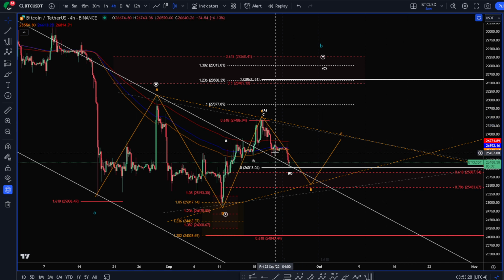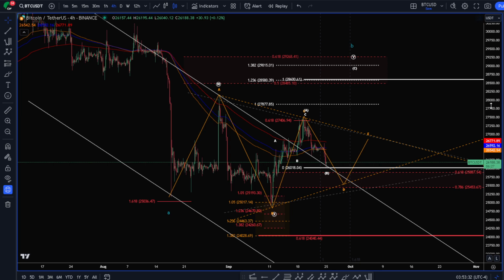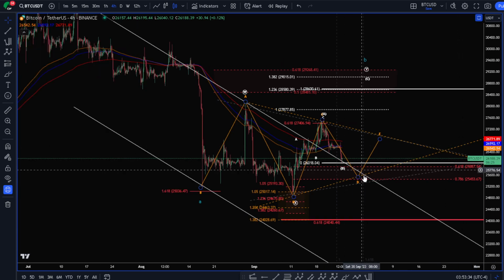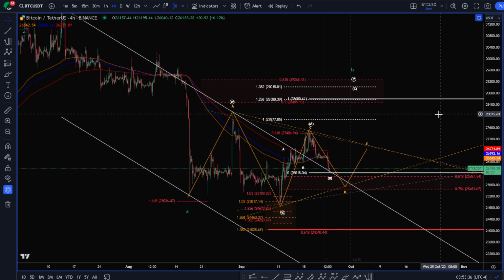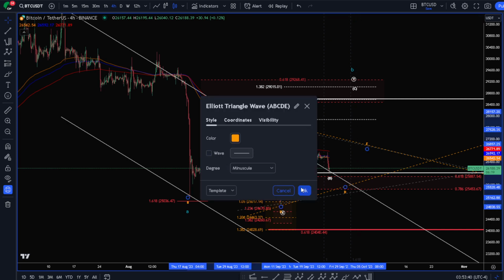Now, I am currently long on Bitcoin, but I'm going to be very wary, and I might have to bail on it if we get this triangle, depending on what happens over the next week. But that's the triangle setup there that you see. So I'm tracking that.